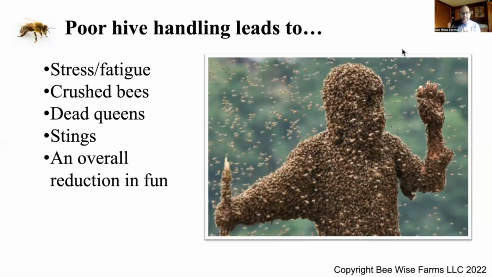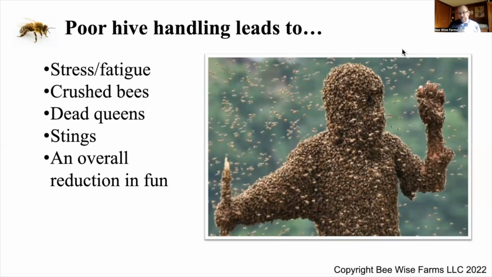There's no working together. It's you trying to force your will upon an organism that is not going to cooperate very easily with you and has the ability to sting you if they don't like what you're doing. So stress and fatigue come on with your poor hive handling. Crushing bees is one thing. You're going to key off alarm pheromone when you're crushing bees, and that's going to cue up the entire colony. When you start crushing those bees, the other bees notice. It's not like they're inactive participants.